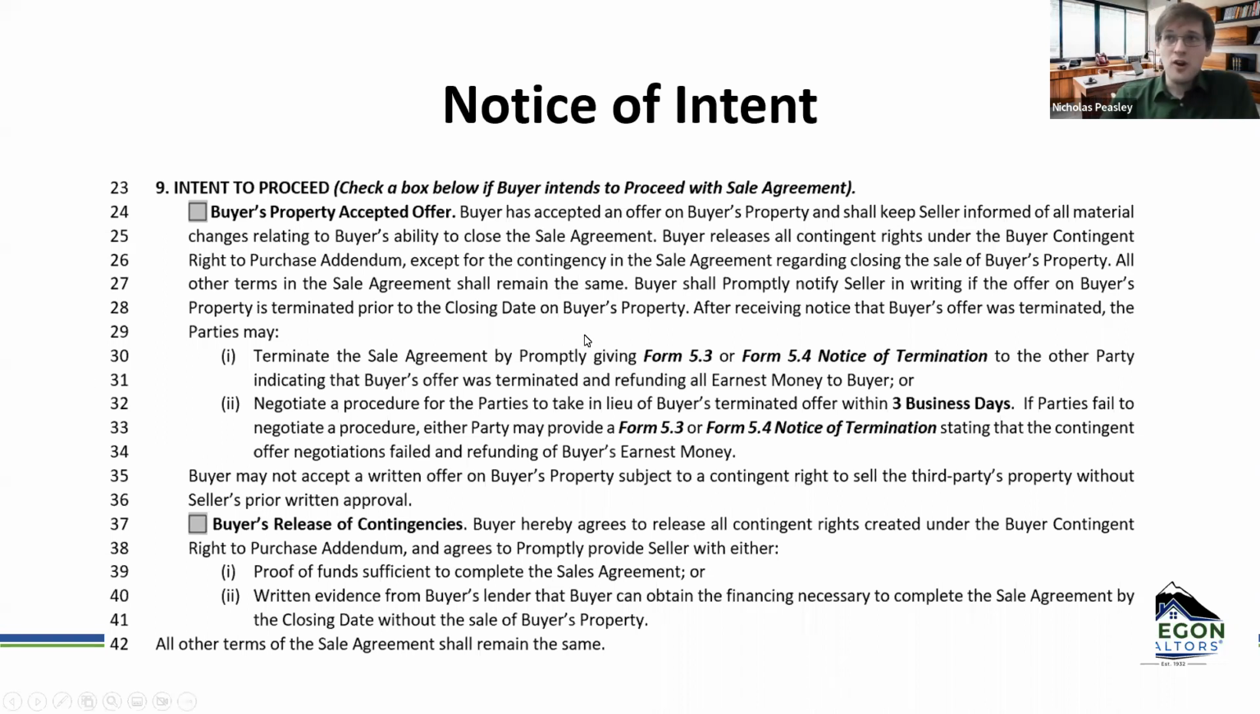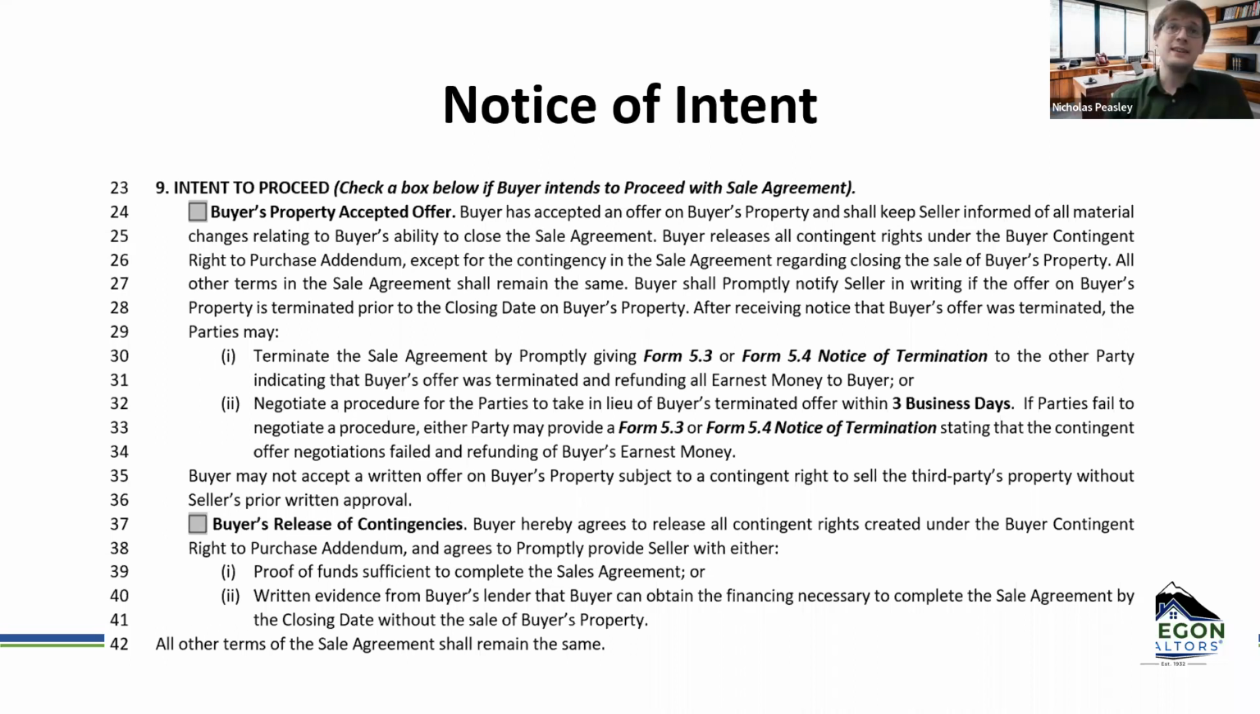If there is something that goes wrong, the buyer needs to promptly notify the seller when the buyer's property deal is terminated, so buyer 2 is not able to continue the transaction. At that point, tell the seller, and now you've got a decision for what you're going to do. Do you terminate the sales agreement? The parties can just terminate the contract within the next 2 business days, or do you negotiate a procedure for the parties to take in lieu of termination? So if you don't terminate the deal, you've got a couple days, figure it out. If nobody can figure out what to do, either party can simply terminate the transaction. At that point, the right to terminate is unlimited. It goes on until the end of the transaction.